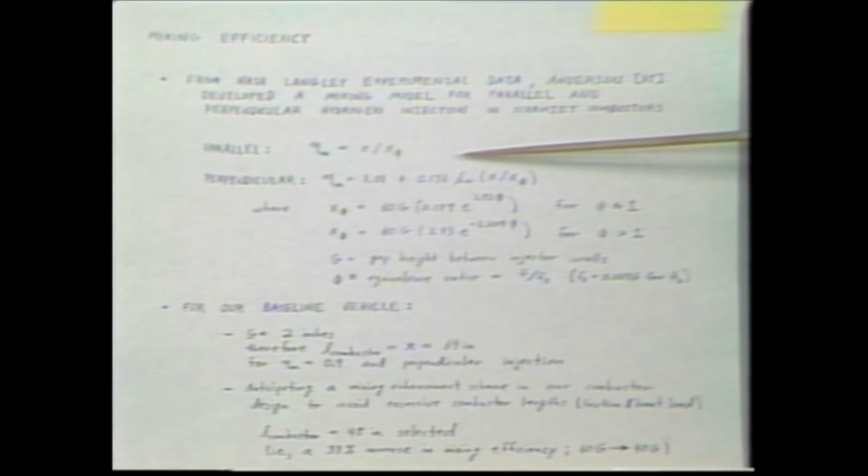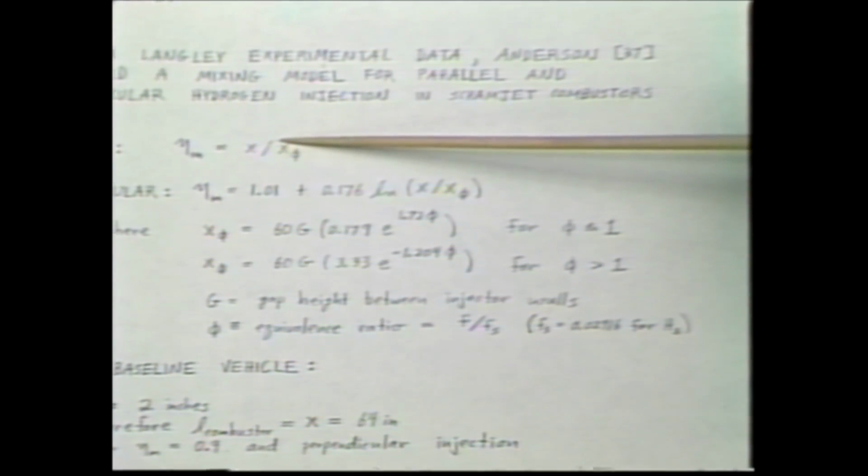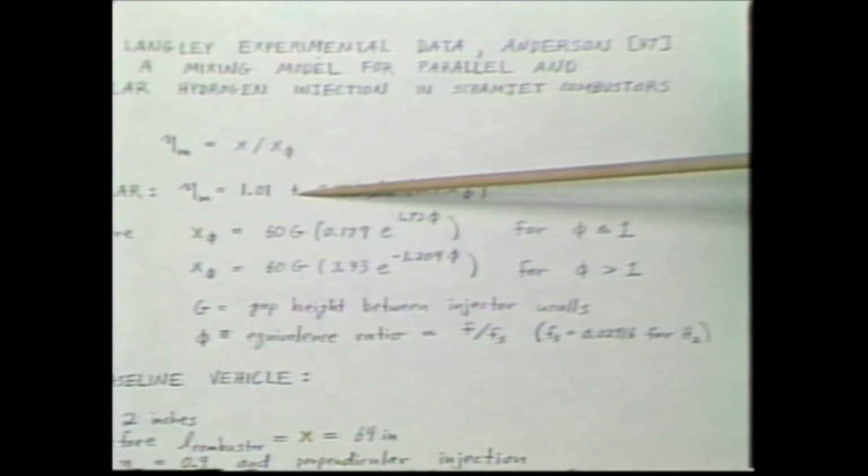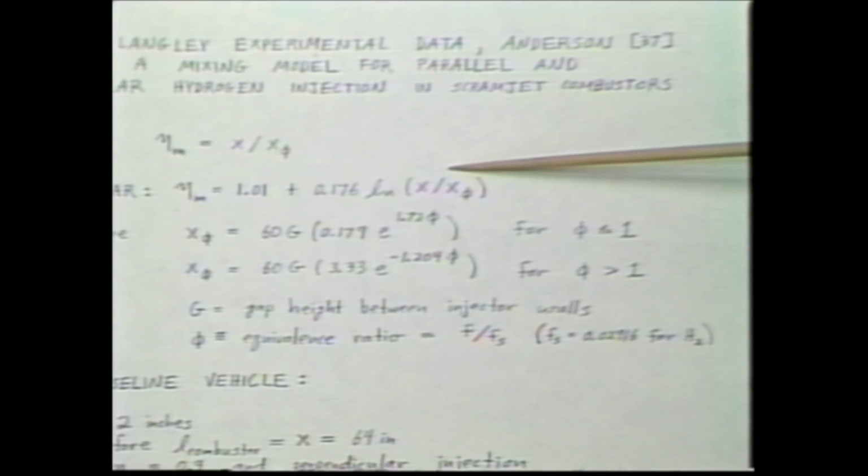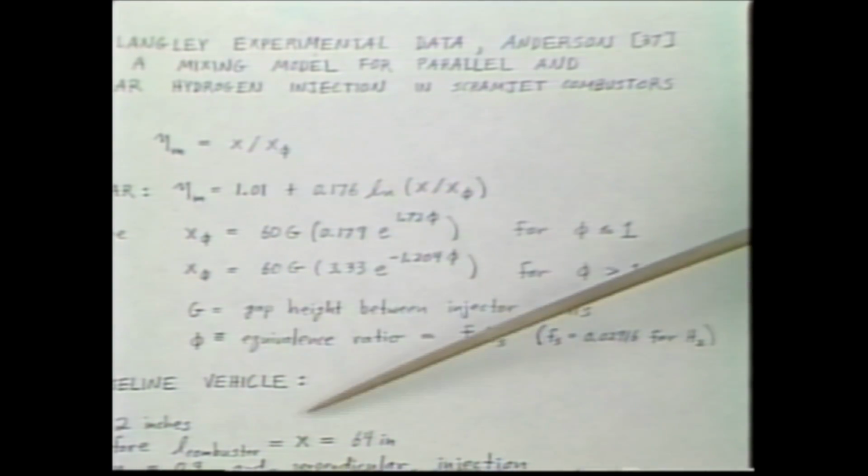Mixing efficiency. How do you determine what the mixing of fuel and air is? How is it driven by geometry and flow conditions? Griff Anderson from NASA Langley, from a large base of data, has established mixing correlations for both parallel injection, injecting along the direction of the flow, and perpendicular injection, which is injecting normal to the flow. I'll just point out those relationships there.